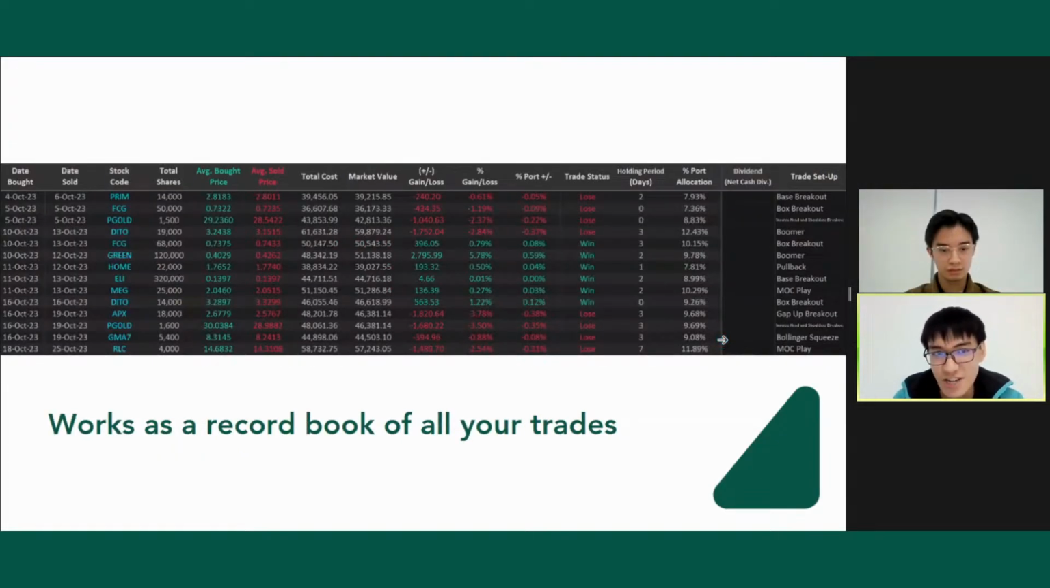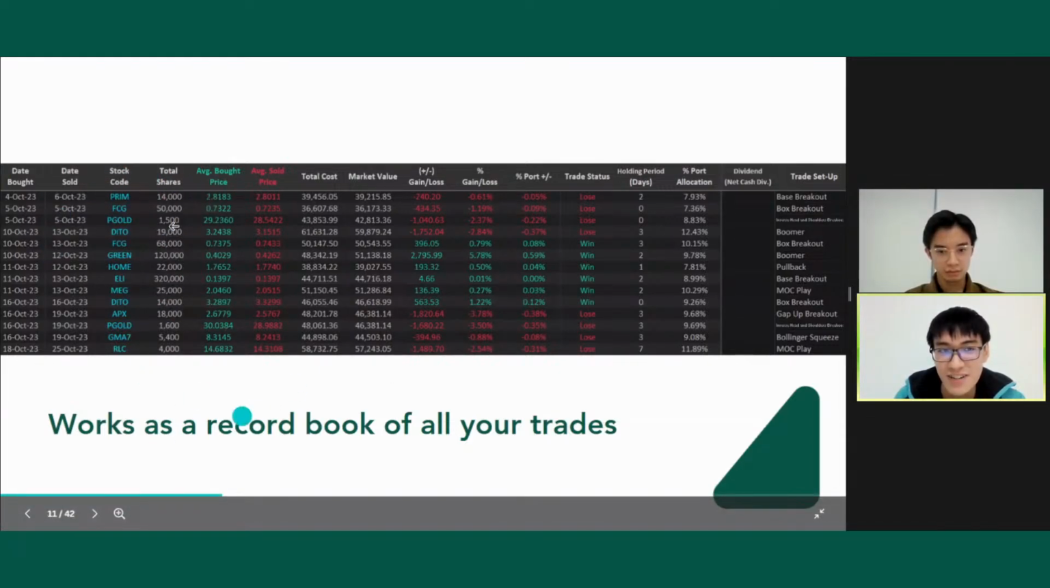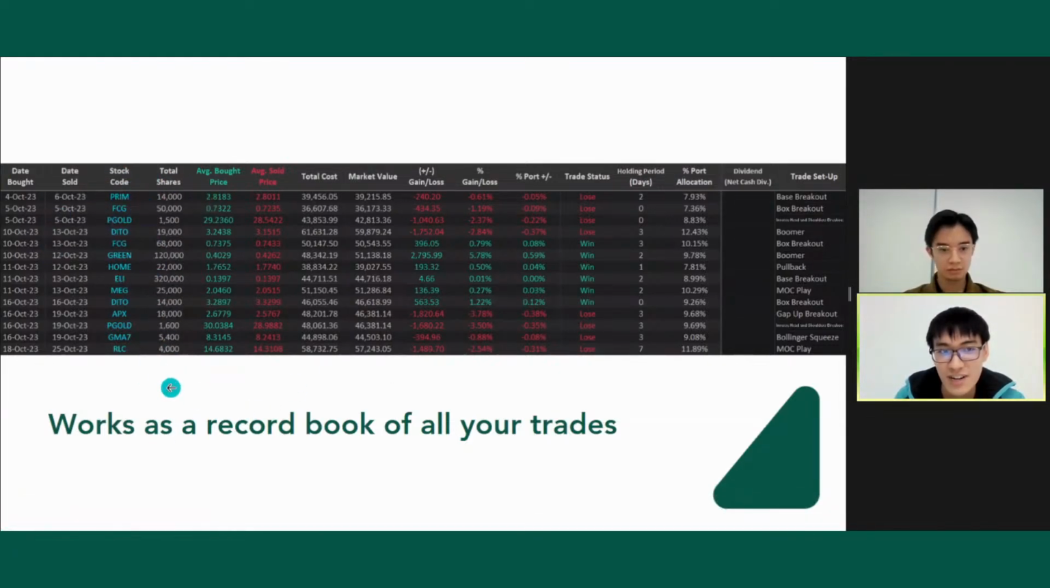So essentially, a trading journal works as a record book of all your trades. Parang log sheet siya, diba? All your trades are in an Excel file, diba? So you can see it all there, right? Very clear, easy to visualize.